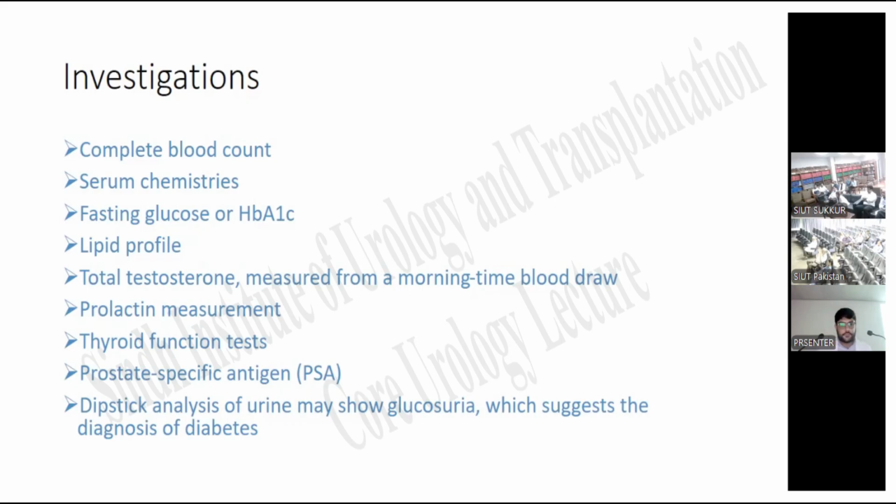Okay, you can carry on now. Investigations: complete blood count, serum chemistries, fasting glucose or HbA1c, lipid profile, total testosterone measured from a morning blood draw, prolactin measurement, thyroid function test, prostate specific antigen. Dipstick analysis of urine may show glycosuria, which suggests a diagnosis of diabetes.